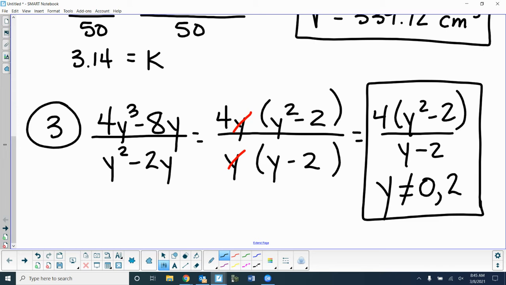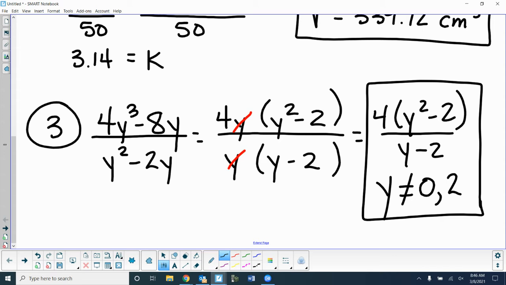Better check. Any questions? How do we get 0? You're just thinking, what number makes that 0? The only number that makes it 0 is 0, right?